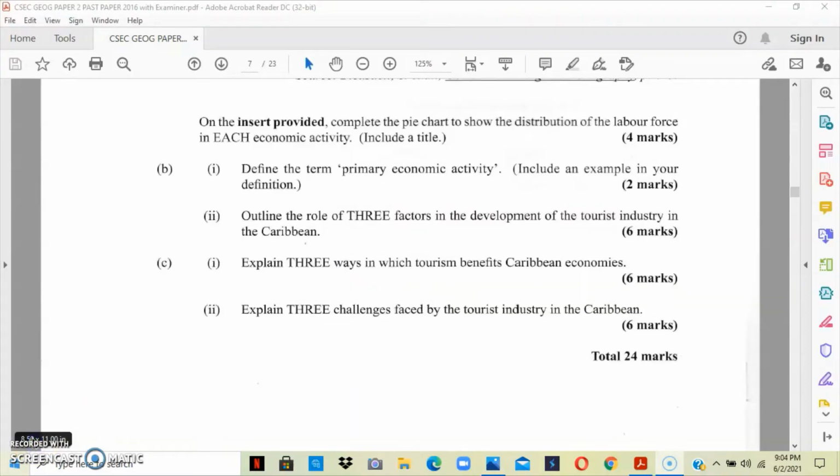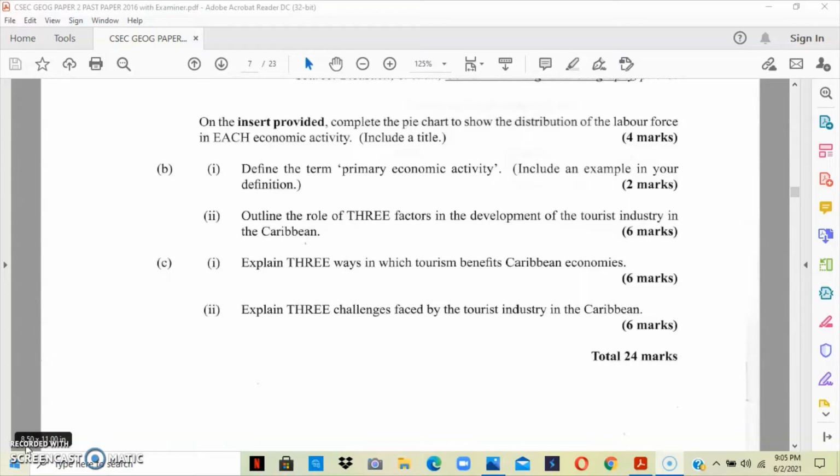Question B, part 1, asks us to define the term primary economic activity, and you're to include an example in your definition. Now, when we talk about primary economic activities, these are the activities that involve the using of natural resources such as the extraction of minerals from the earth, fishing from the sea, forestry, and agriculture from the land, right? So primary economic activities involve no change in the natural resource and no processing takes place.